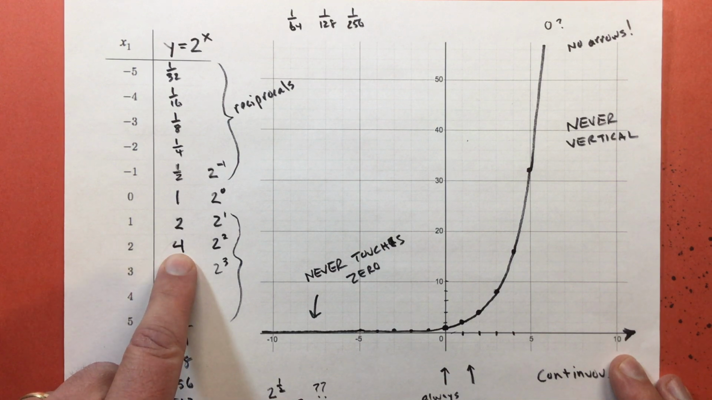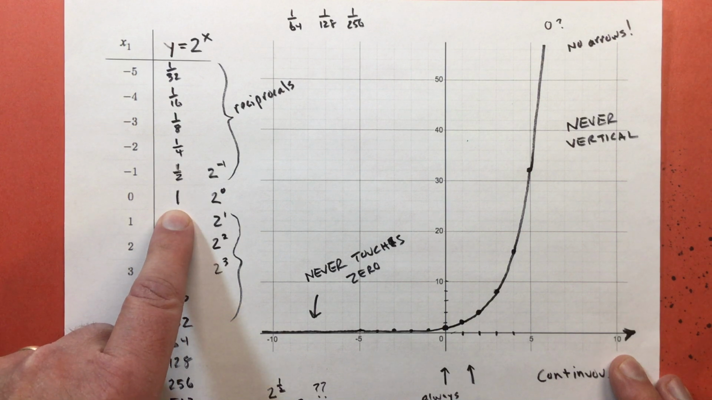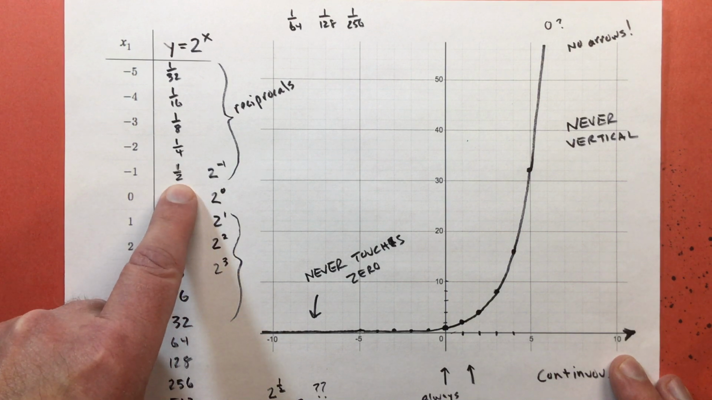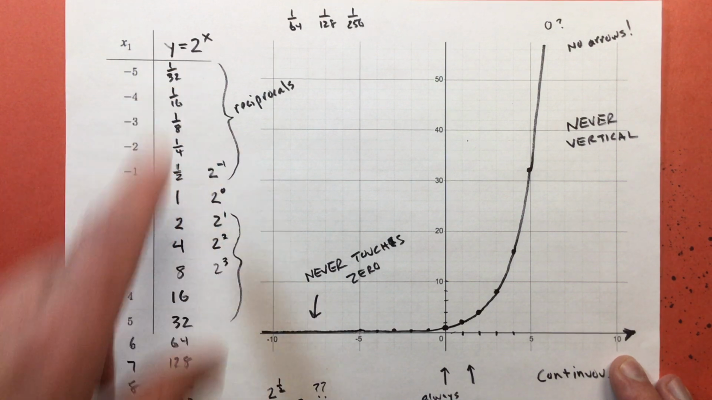8 divided by 2 is 4. 4 divided by 2 is 2. 2 divided by 2 is 1. 1 divided by 2 is 1/2. 1/2 divided by 2, which is a half of a half, is 1/4. And I keep doing that forever.